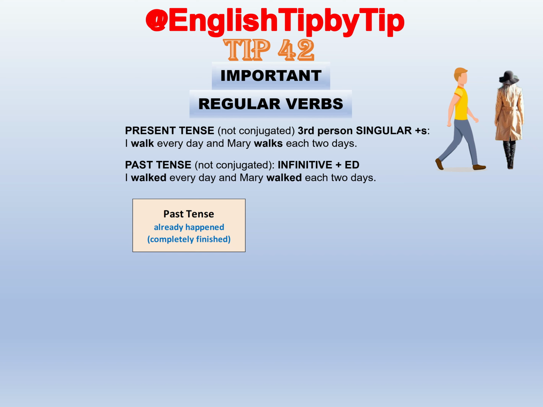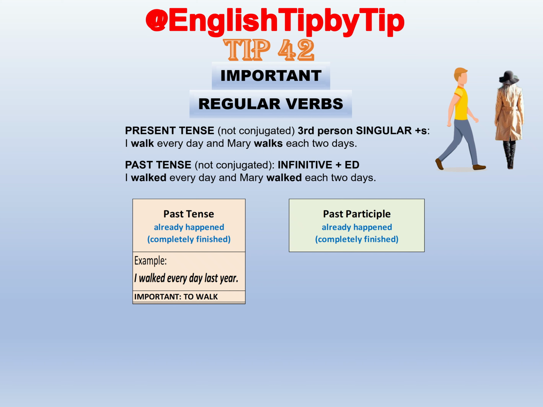Past tense: already happened, completely finished. Example: I walked every day last year. Finished action in the past. Important to walk. Past participle: already happened, completely finished. Example: I have walked every day last year. Finished action in the past. Important: last year.